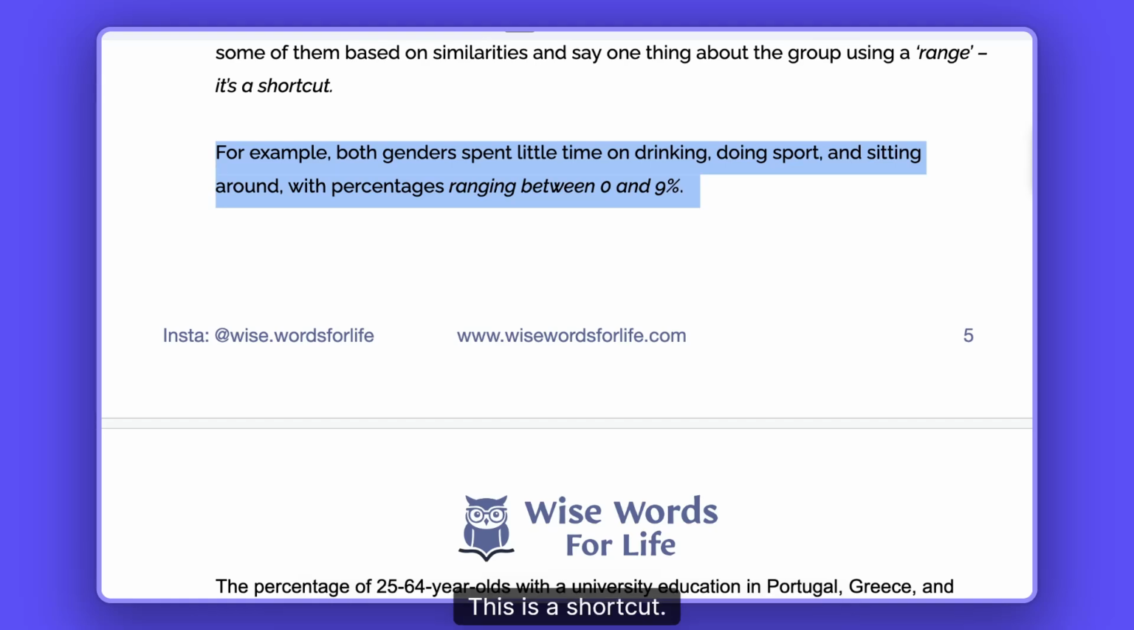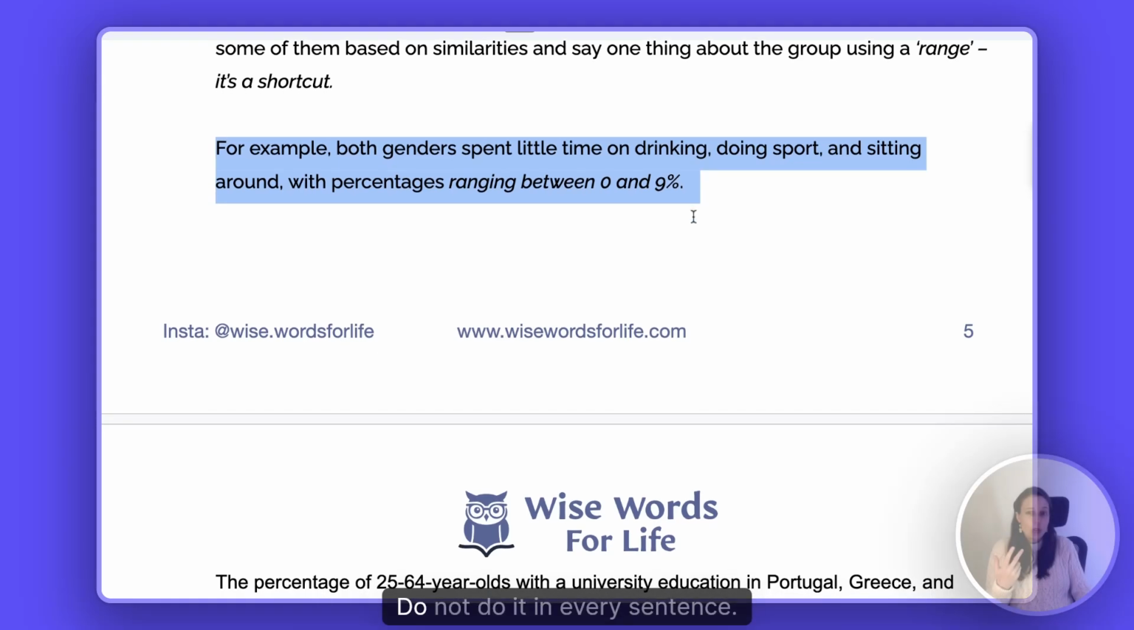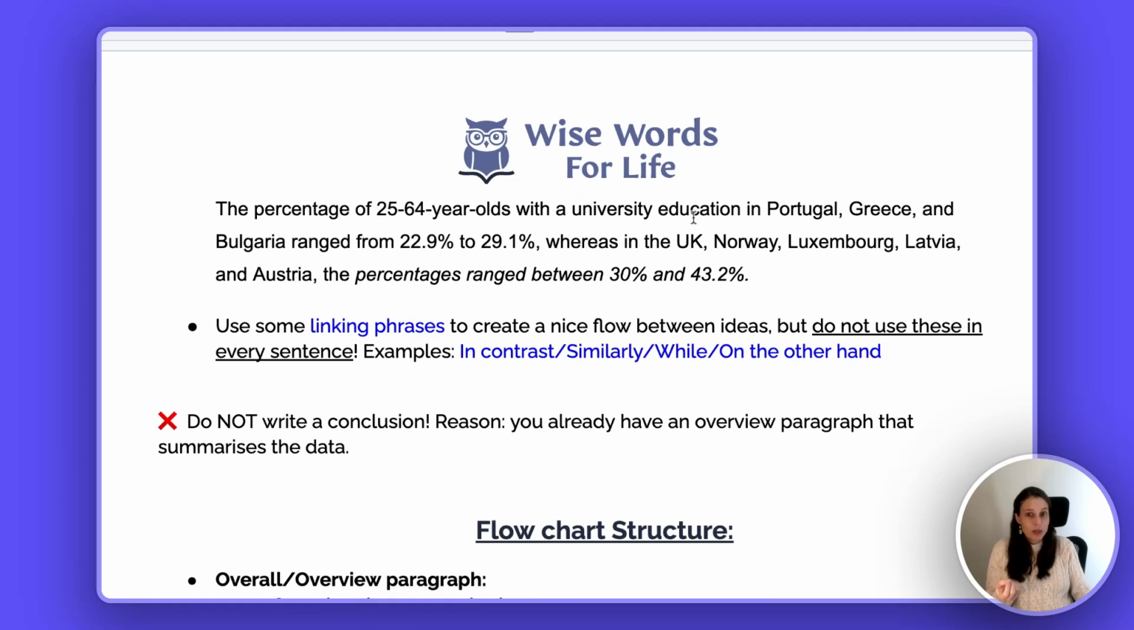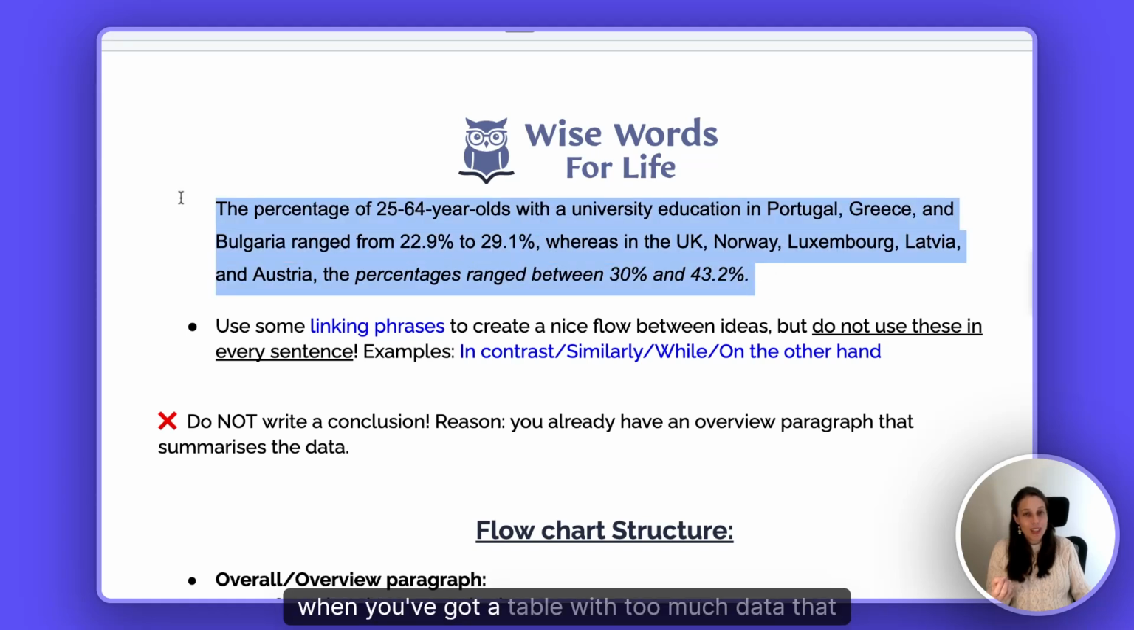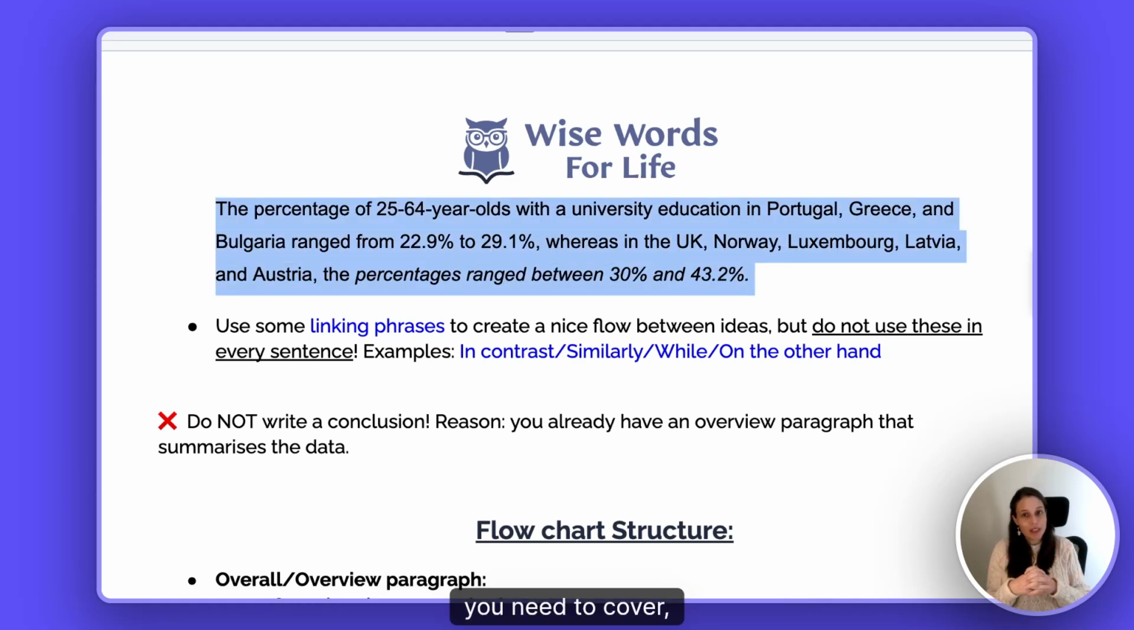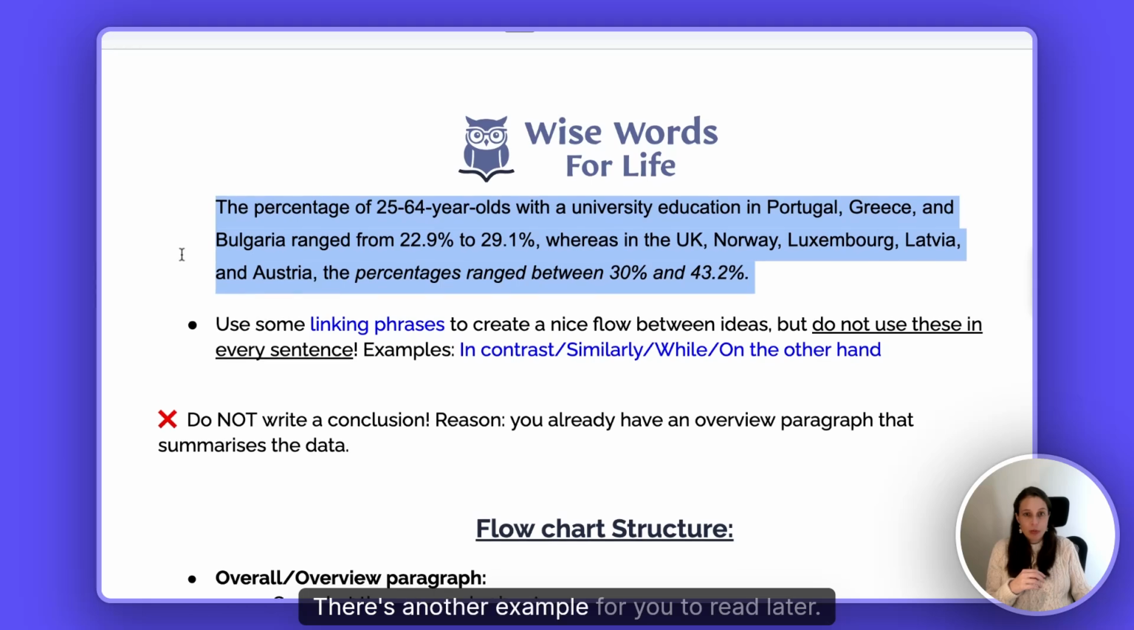This is a shortcut. Do not do it in every sentence, but when you've got a table with too much data that you need to cover, too many activities you need to mention, this is very helpful. There's another example for you to read later.